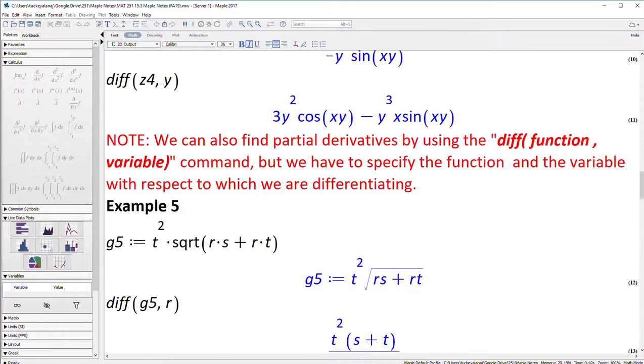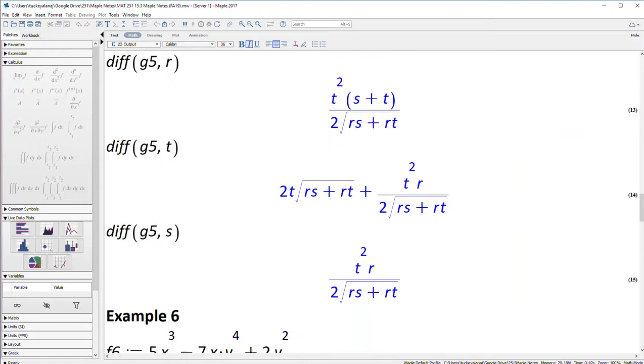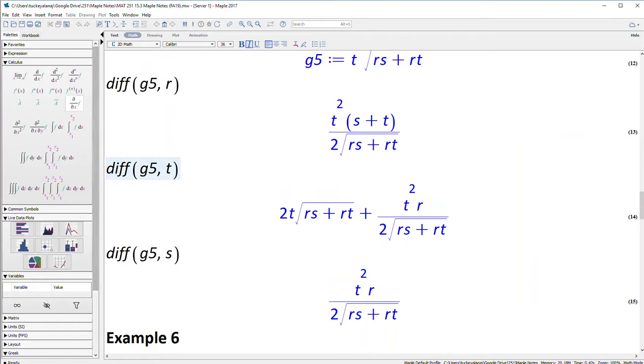Okay, so that's how to use Maple to find those derivatives. Me personally, I actually like the diff command a lot. I think it's kind of easy to work with and easier sometimes even than the palette.